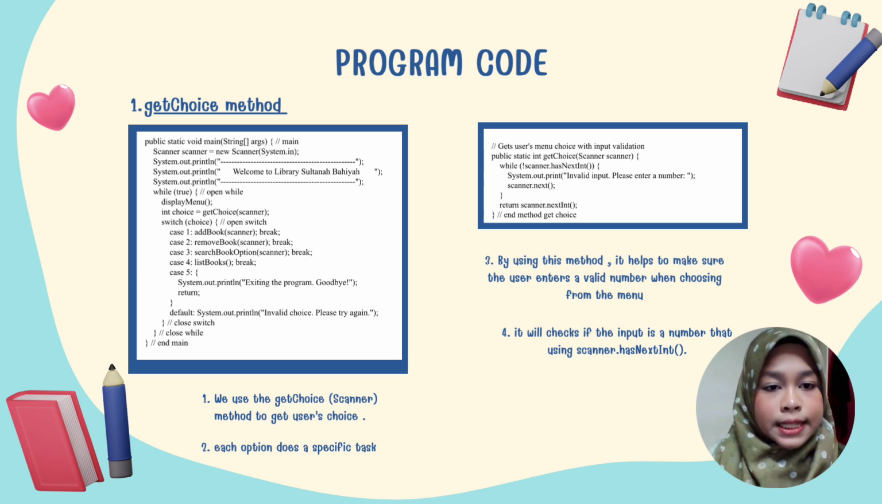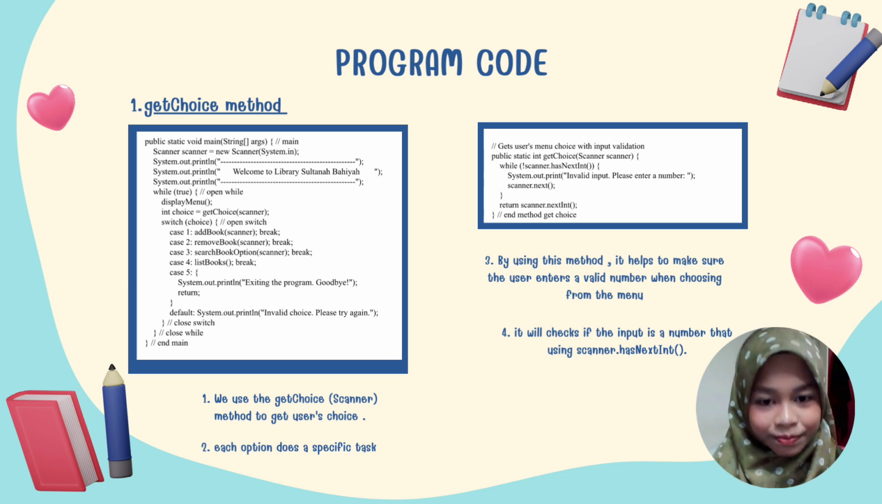So, why is this happening? It happens because the system checks if the input is a number using scanner hasNextInt. Then the system will clear the wrong input that the user entered a while ago, and it will keep asking until the user enters a correct number. Once they do, the method returns that number, so the program can continue without any problems. So we can see that this setup keeps everything clear and makes the program easy to use.